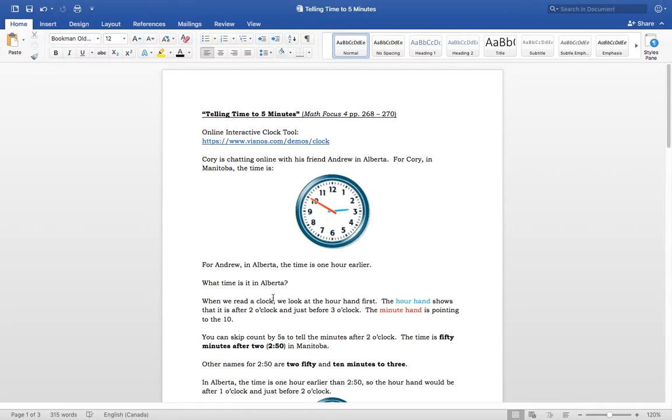So when we read a clock, we always want to look at the hour hand first. Now the hour hand here shows that it's after 2 o'clock, but it's actually before 3 o'clock. It's not 3 o'clock just yet. So we know we're within the 2 o'clock hour. The question is, how many minutes are we into the 2 o'clock hour? And that's where the minute hand pointing to the 10 is going to tell us something.